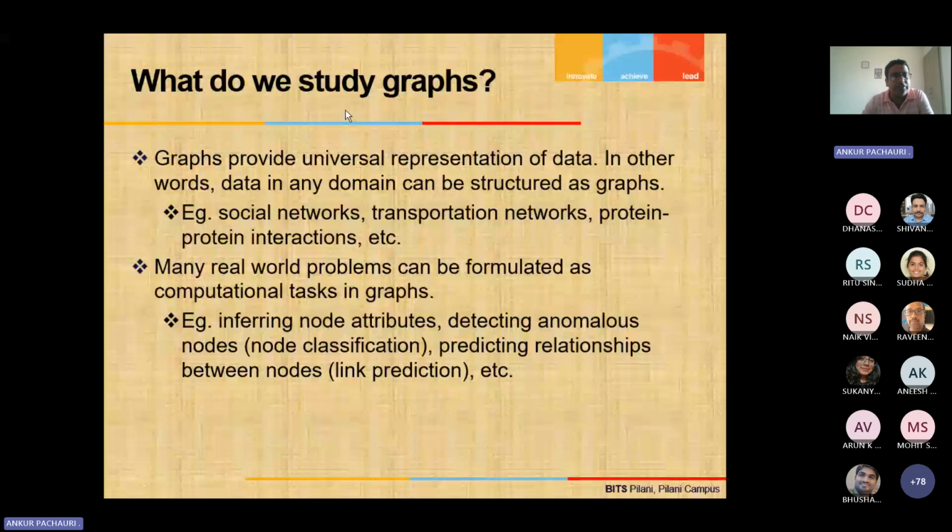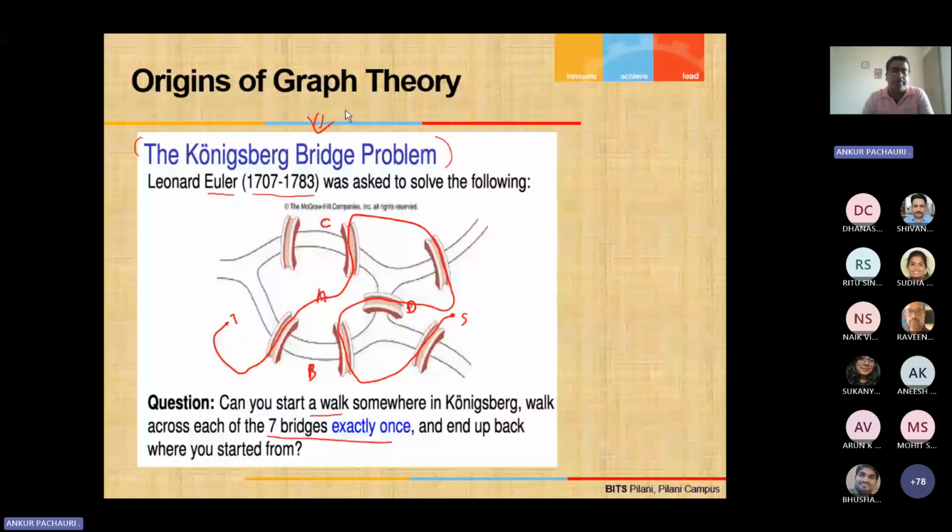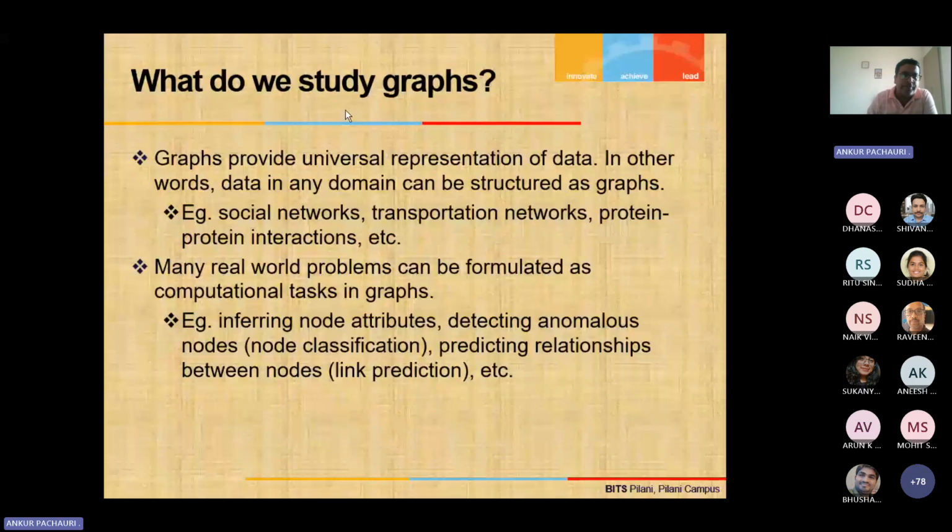Okay, so this was the first known, or you can say published problem that gave rise to a new area of mathematics. We call it graph theory. So why do we study graphs? Graphs provide a universal representation of data. Data in any domain can be structured as a graph, either in the form of a social network, or a transportation network, or protein-protein interaction, and so on.